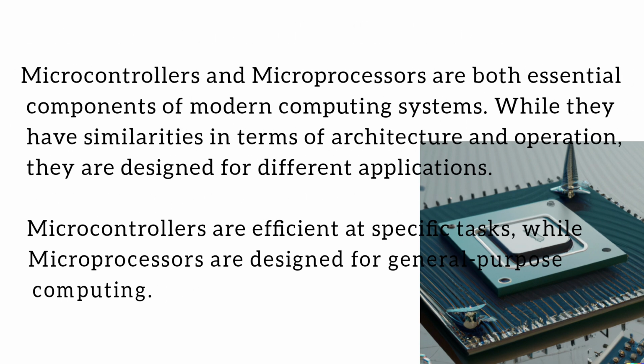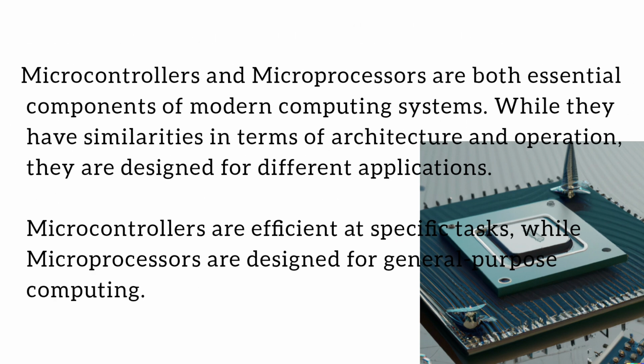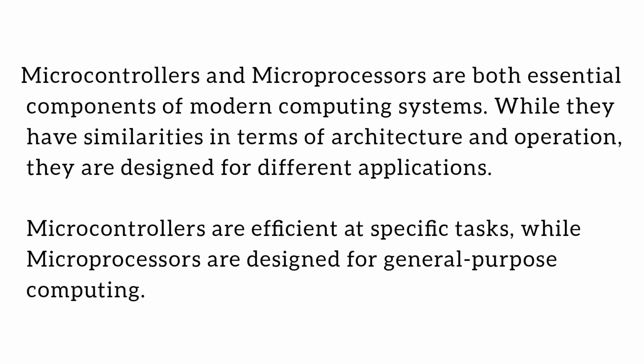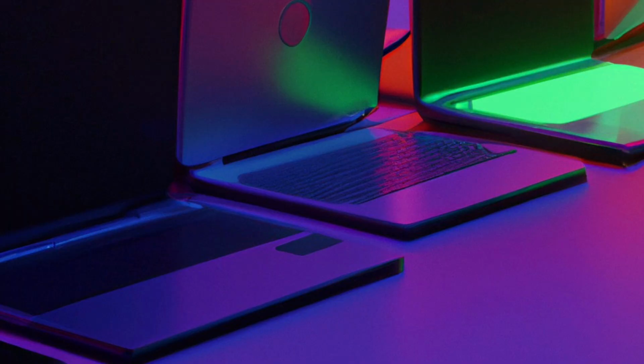So microcontrollers and microprocessors are both essential components of modern computing systems. While they have similarities in terms of architecture and operation, they are designed for different applications. Microcontrollers are efficient at specific tasks, while microprocessors are designed for general purpose computing.